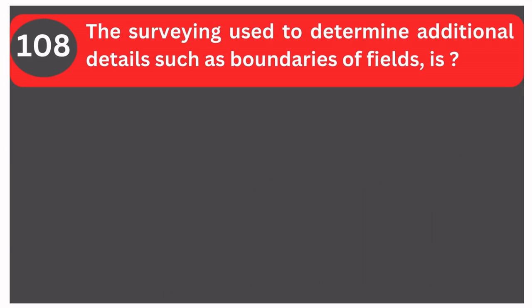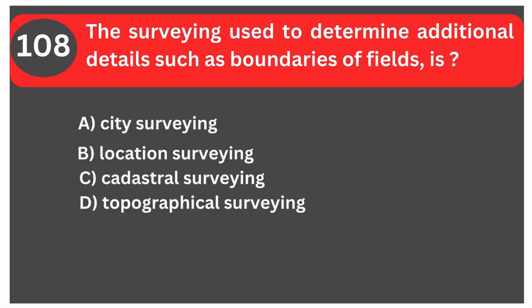The surveying used to determine additional details such as boundaries of fields is. Options: A. City surveying. B. Location surveying. C. Cadastral surveying. D. Topographical surveying. Answer: C. Cadastral surveying.